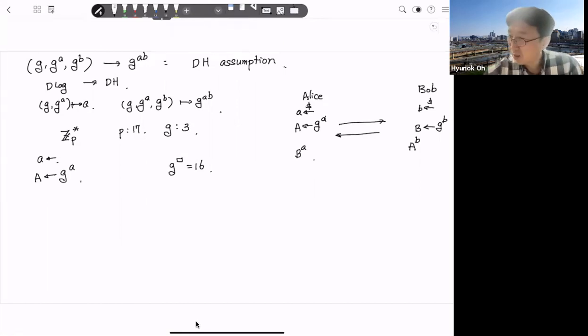So I'm sending A, which is 16. And you have to choose b and then compute g to the b and send it to me. Then let's try to compute the shared key K. Okay, so can you post your result? Anyone?